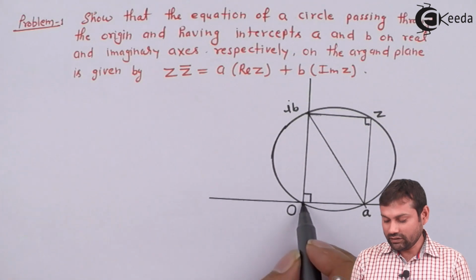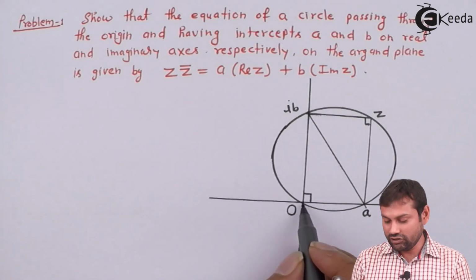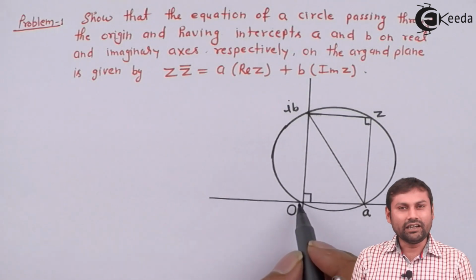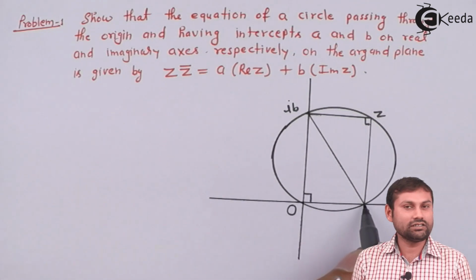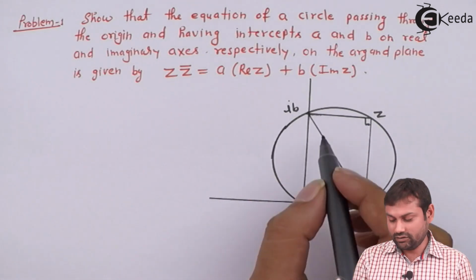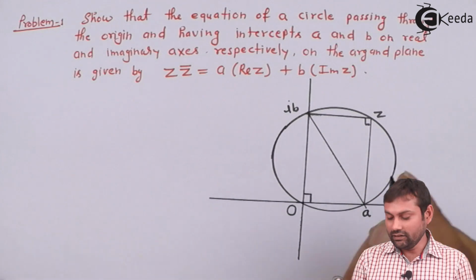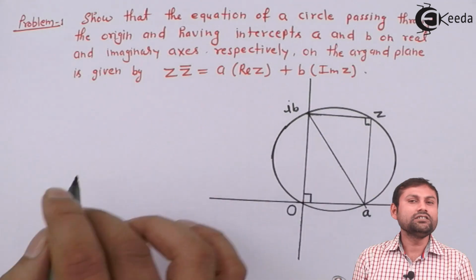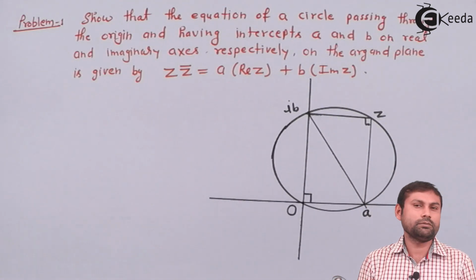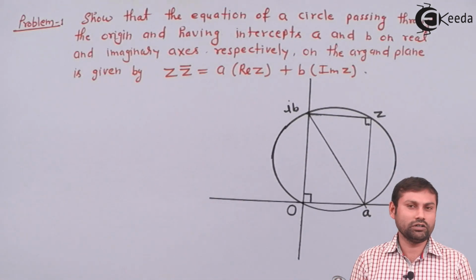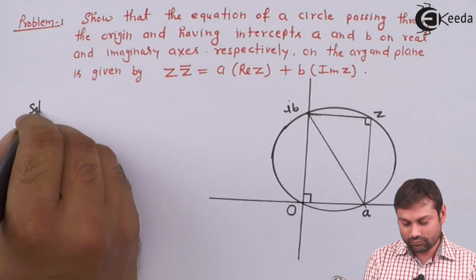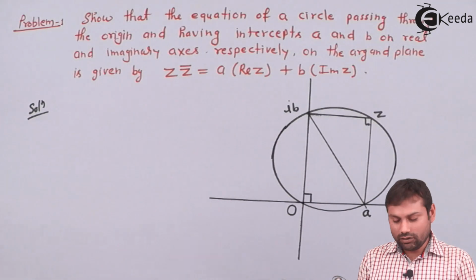Here your circle is passing through the origin, and it has x intercept A, so this distance is A, and the y intercept is B on the imaginary axis, so this is B. And z is moving on the circumference of the circle. Then you have to show that z bar equals A into the real part of z plus B into the imaginary part of z. So you can see this in the figure already.